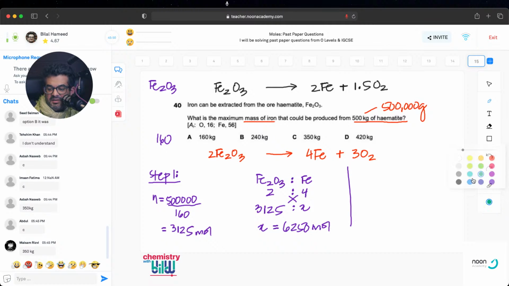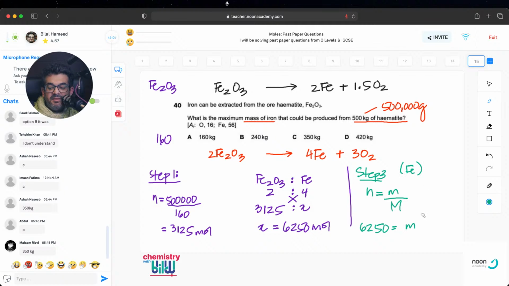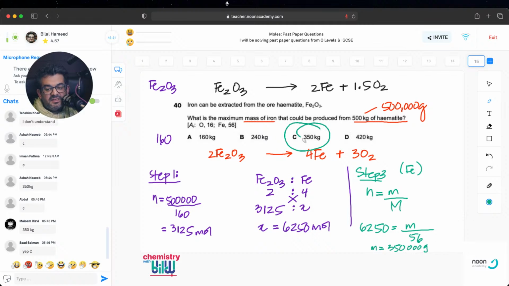And then you go to step number 3. Step number 3 is to convert the moles back into the mass of iron. So the number of moles is 6250. We don't know the mass, but because we're talking about iron, an element, the molar mass will be the AR in grams. It will be 56. So 6250 times 56, you get 350,000 grams. So 350,000 grams is 350 kilograms.